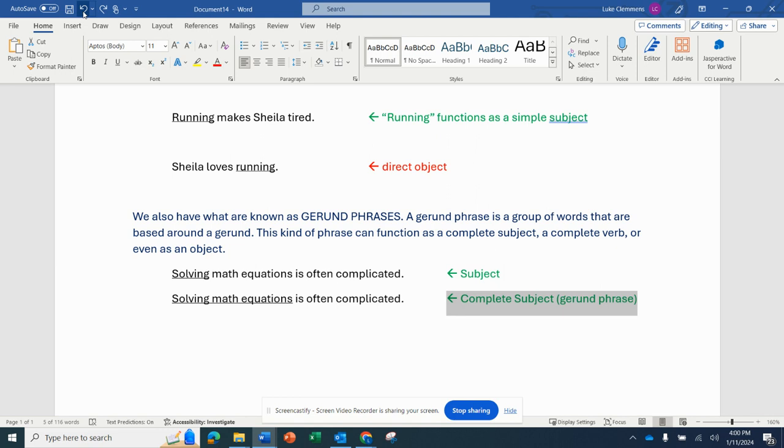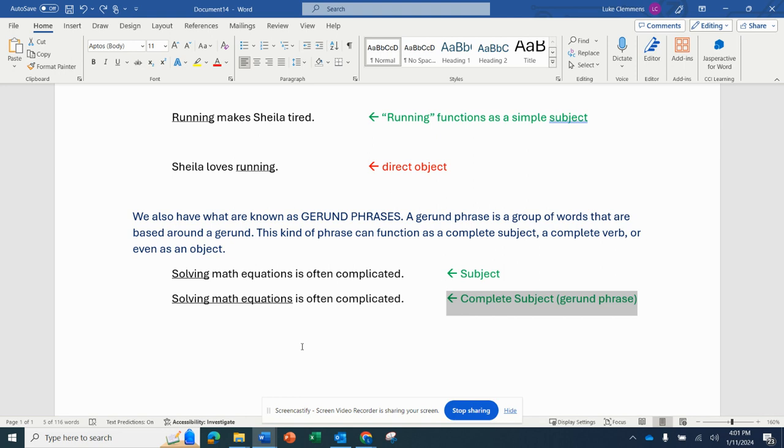Solving math equations. A little test, just so you know, if you can't quite tell where the complete subject or the gerund phrase ends, you can just replace it all with the word it. So, for example, if I didn't want to say solving math equations is complicated, I would just shorten it to it is often complicated. They call it the it test.